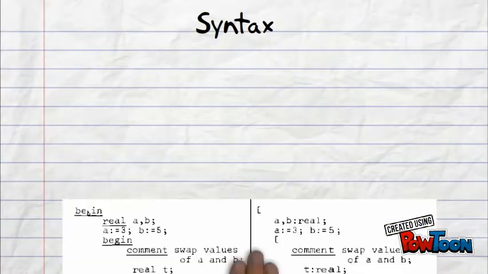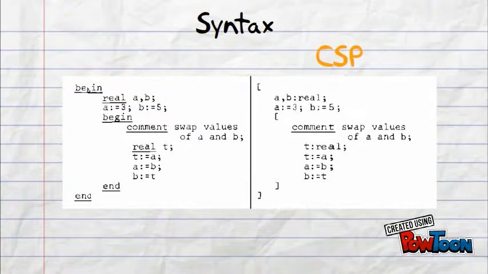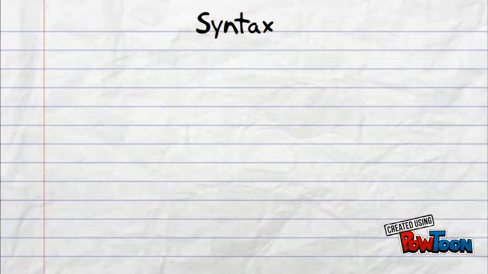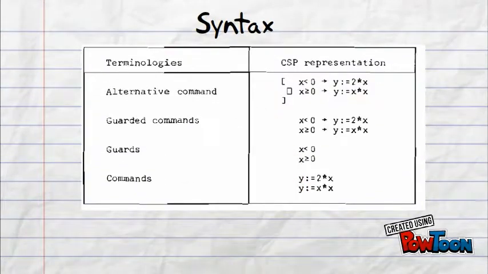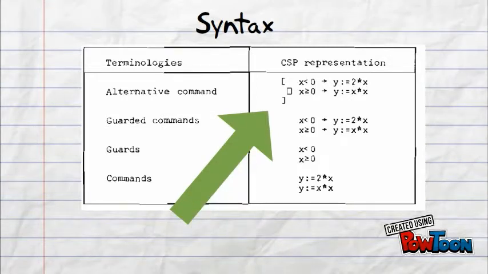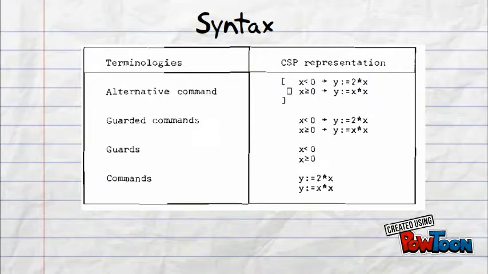Speaking about syntax, let's take a look at the comparison of CSP and the ALGOL programming language. As you can see, there are not many differences. We do here initializations and then swap the assigned values. It is interesting how guarded commands are represented. On the first line there is an alternative command, which today is known as disjunction. The square symbol means OR.